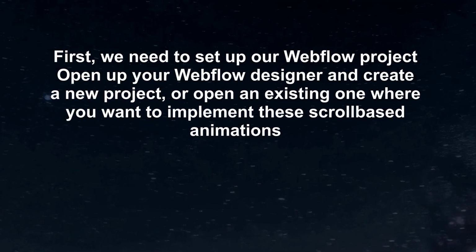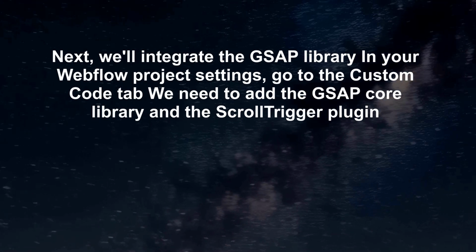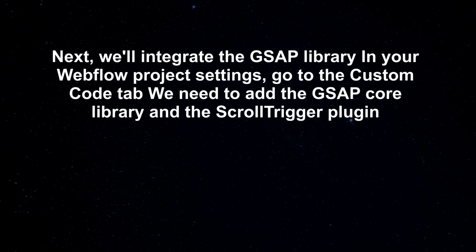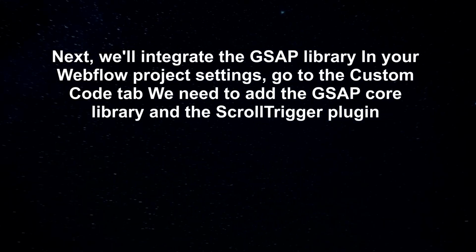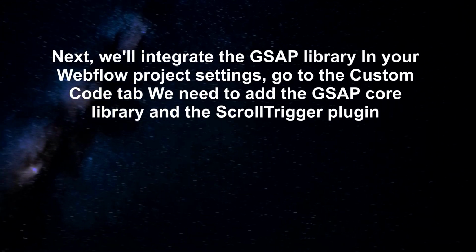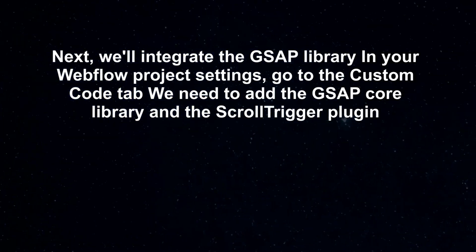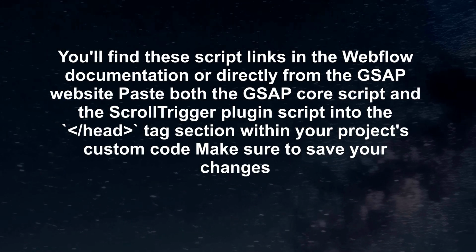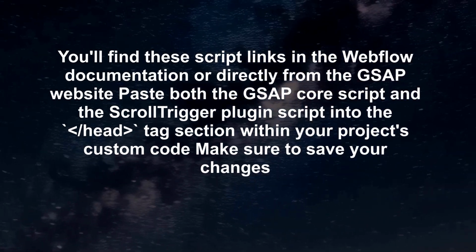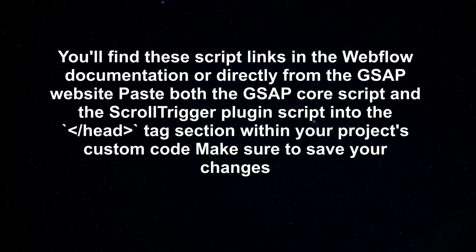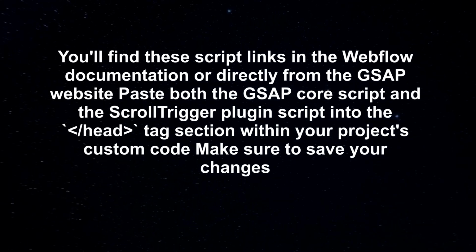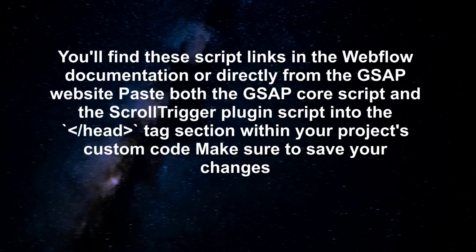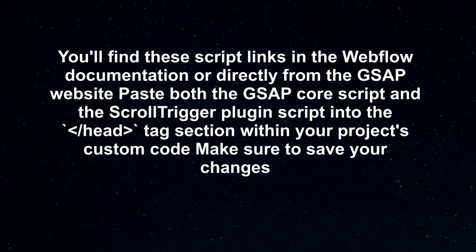these scroll-based animations. Next, we'll integrate the GSAP library in your Webflow project settings. Go to the Custom Code tab. We need to add the GSAP core library and the ScrollTrigger plugin. You'll find these script links in the Webflow documentation or directly from the GSAP website. Paste both the GSAP core script and the ScrollTrigger plugin script into the head tag section within your project's custom code. Make sure to save your changes.